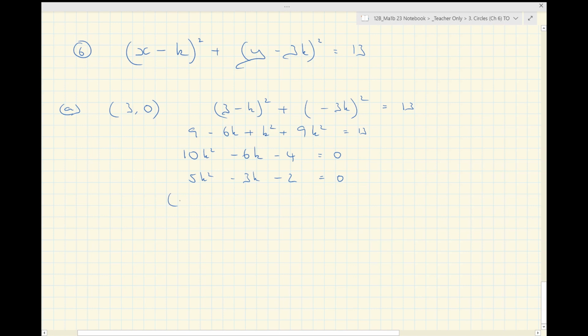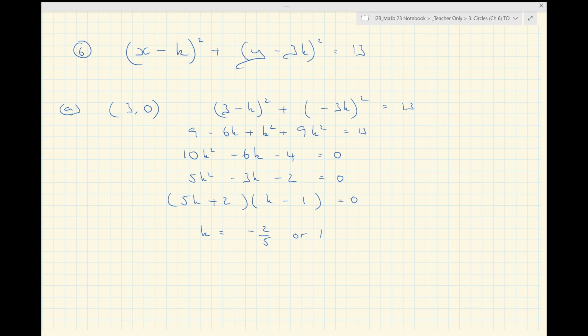Right, can I factorize this left-hand side? I know it's got to be a 1 and a 2 there. So looking at that, it's going to be (5k plus 2)(k minus 1). Just give that a quick check. From the middle there, I'd get 2 times k is 2k minus 5k. That works. Good. So my solutions for k would be minus 2/5 or 1. Okay, so those are my two solutions for k.